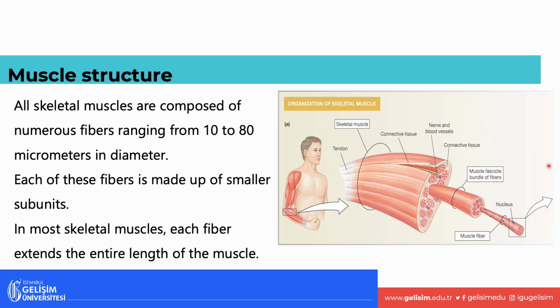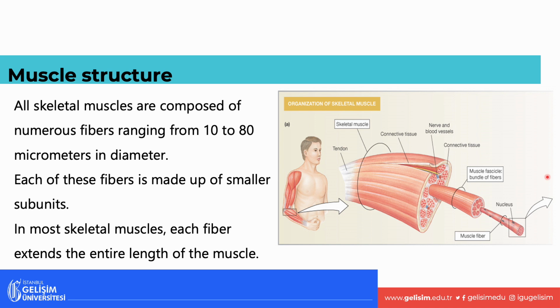Skeletal muscles are made up of numerous fibers that range in size from 10 to 80 micrometers in diameter. These fibers are the basic units of skeletal muscle and are made up of smaller subunits. In most skeletal muscles, each fiber extends the entire length of the muscle. This means that the muscle is made up of a series of fibers that run parallel to each other, with each fiber spanning the entire length of the muscle.